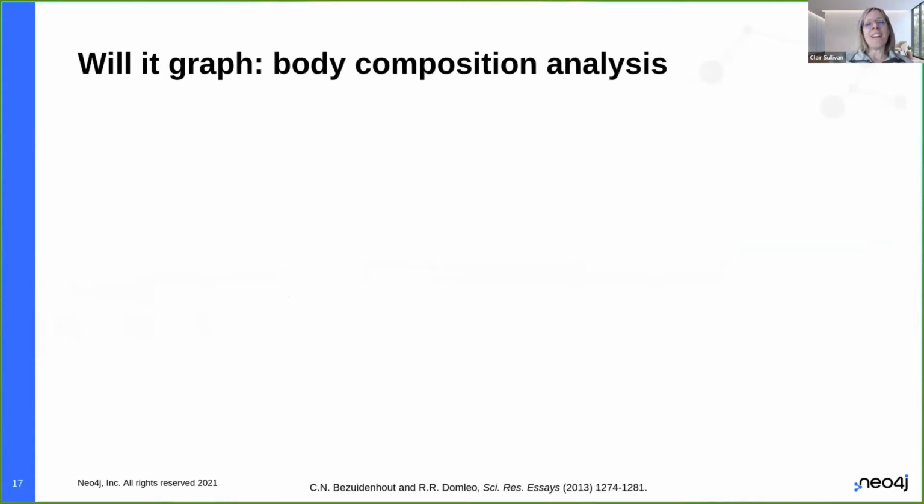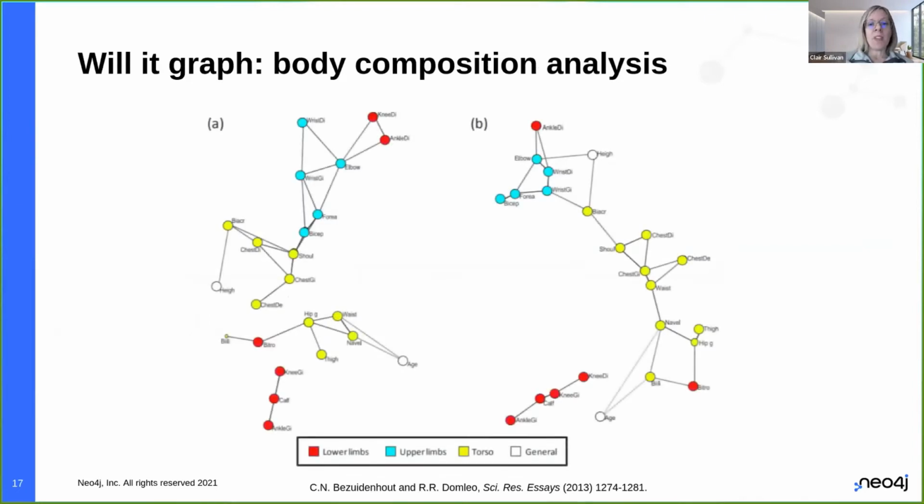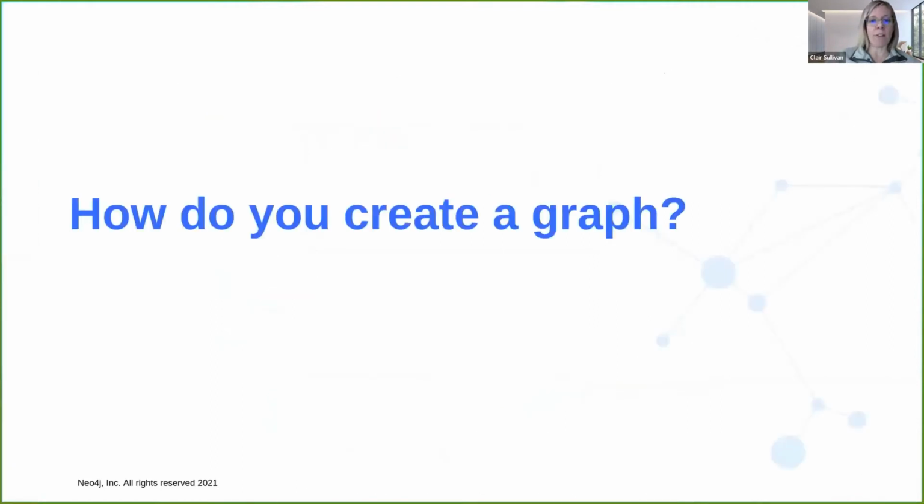Here's one, body composition analysis. I had no idea this was a thing, but it is. You can look at the dimensions associated with your body composition, how long is a limb, or how wide is a portion of your body, and that actually graphs too. And so all kinds of things graph that we don't think of as graphs. But again, just come back into your head. More than a few SQL joins, start thinking that you might actually be able to solve this problem more efficiently as a graph. Okay, what do you need to do that though?